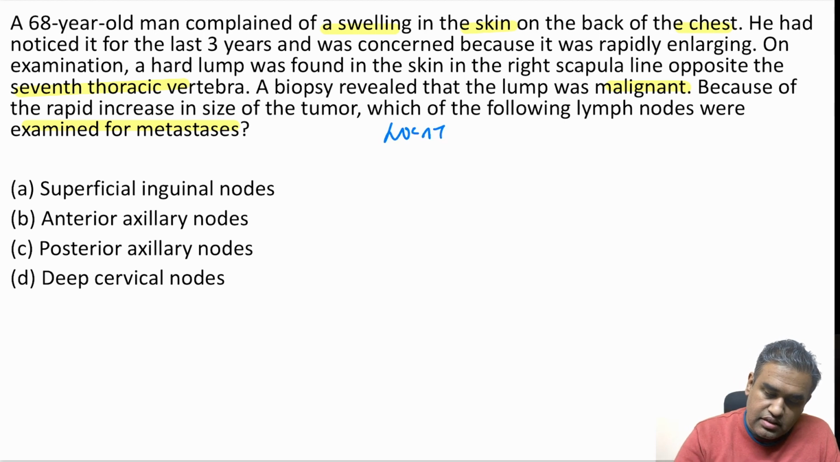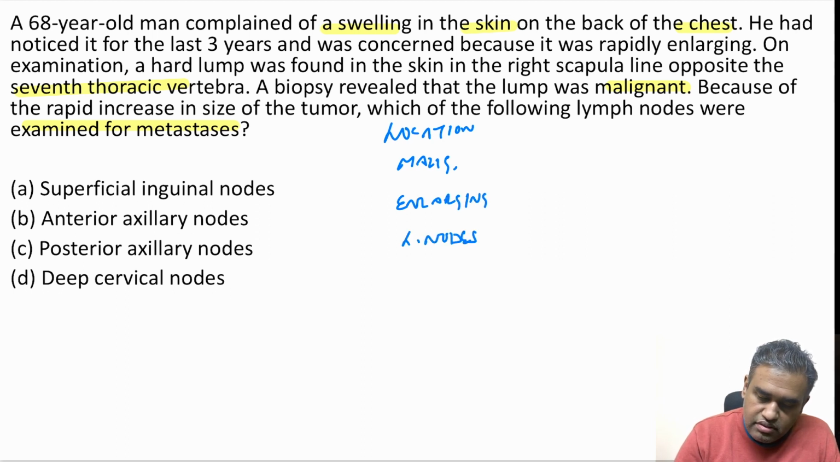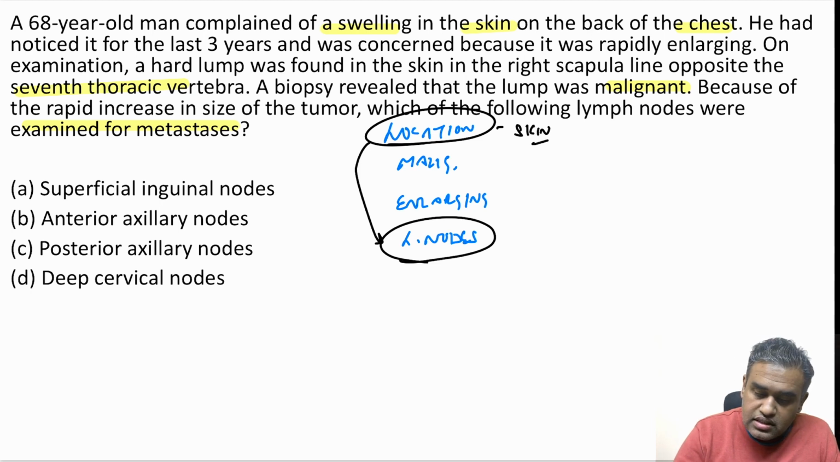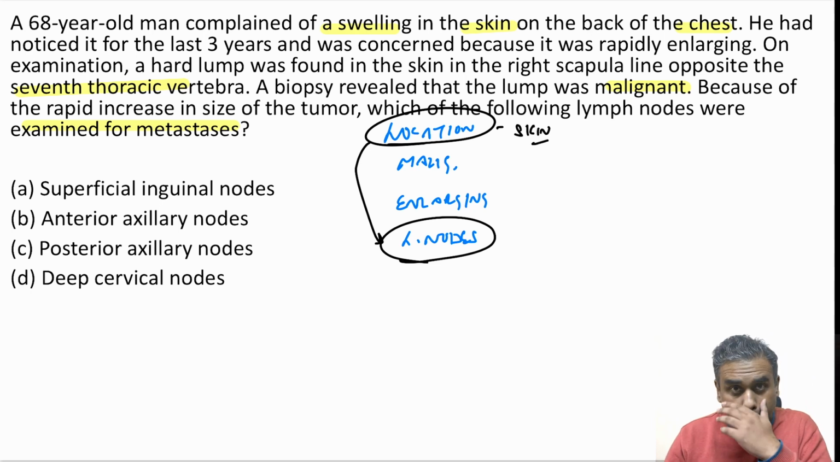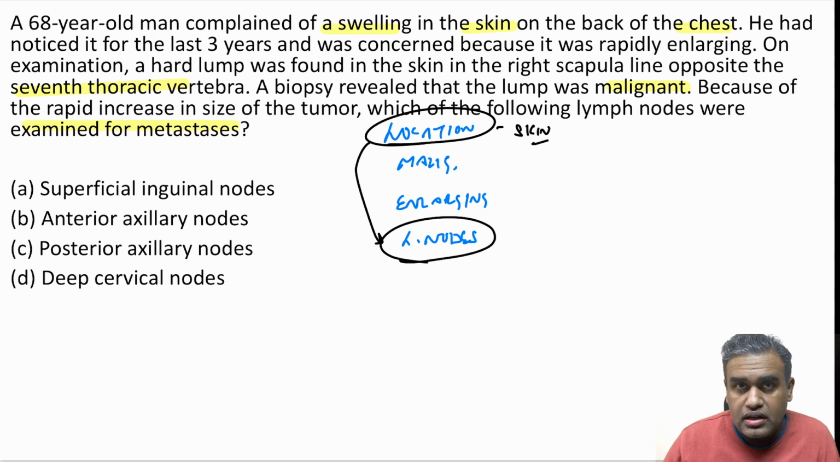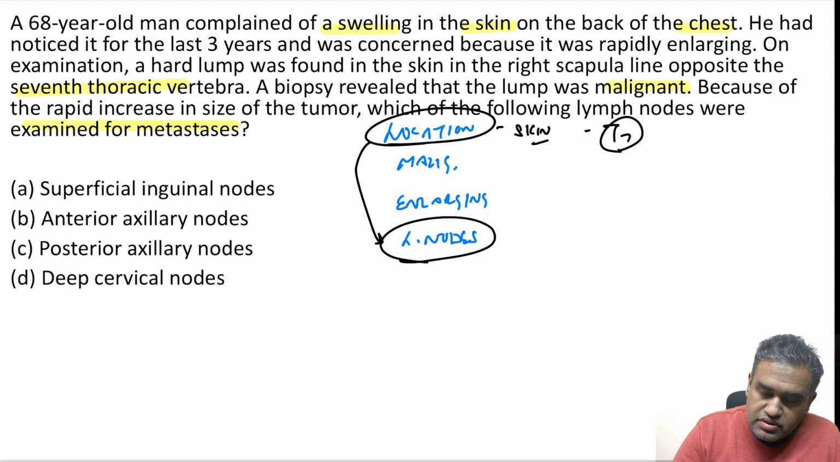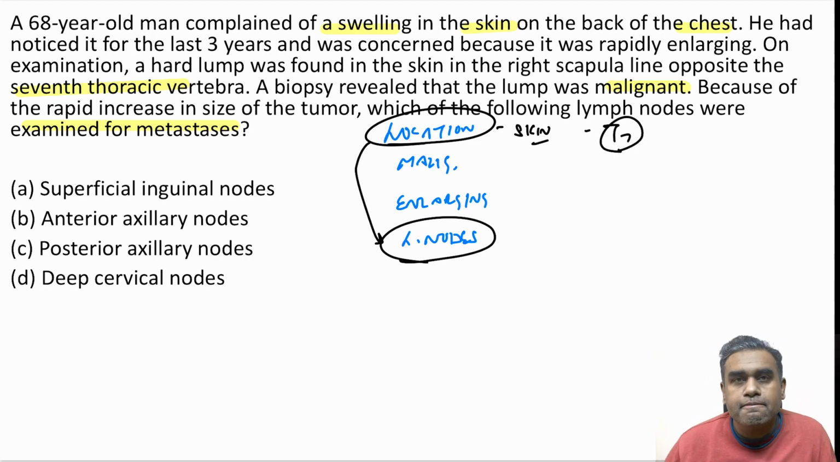See, they have given us the location of the swelling. It is a malignancy. Now they are saying that the swelling was enlarging. Now they are asking which lymph nodes. So basically what we have to see is, from this location, which lymph nodes are involved. And the location is at the skin, right? It's quite superficial. So the location is at the skin, back of chest, around T7.